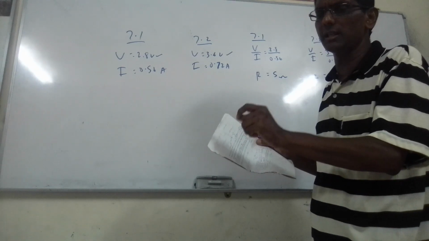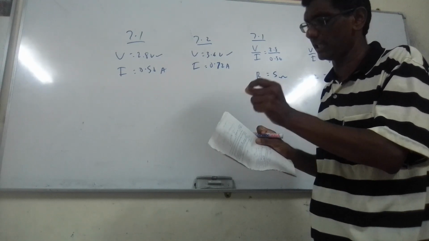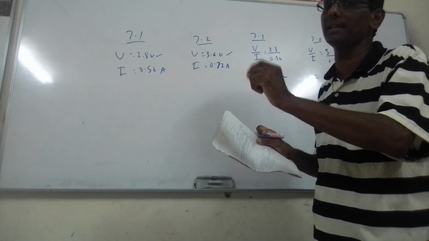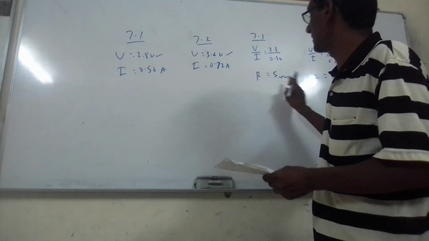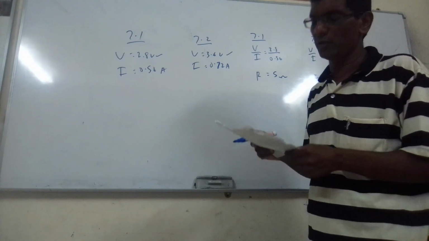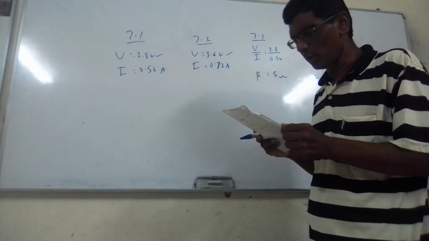Only thing, they adjust the rheostat for the increased current and increased voltage. So the resistance is the same. The resistance is a constant value, 5 ohm. That is a concept.